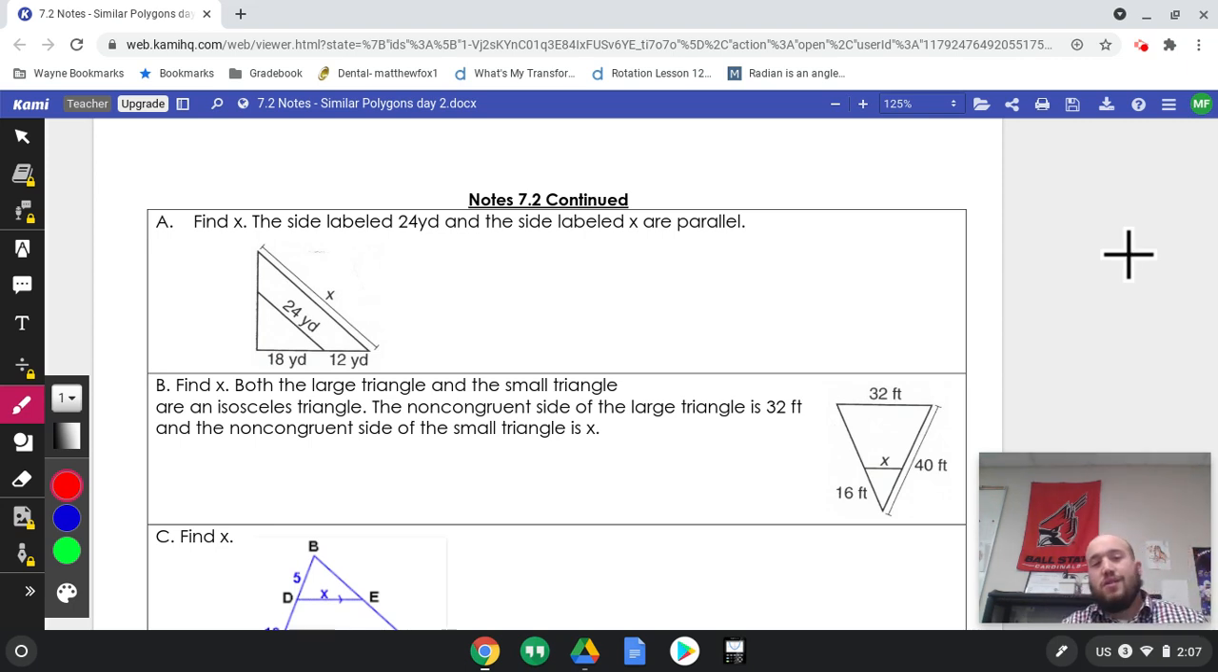Today we're going to continue talking about triangles and proportions and how we can solve for a missing element on the triangle. So if we look here at this first one, we're asked to find x, so x over here, the long side, and we see that the side labeled 24 yards and the side labeled x are parallel.